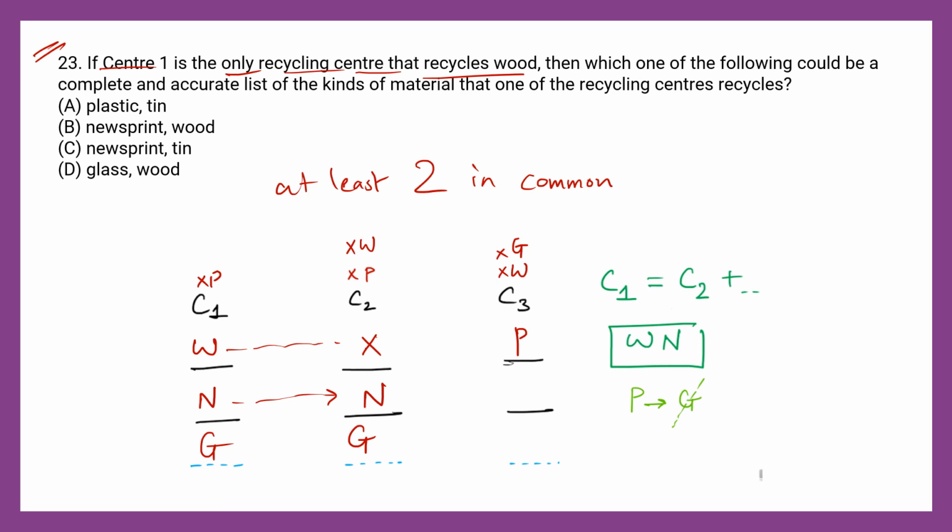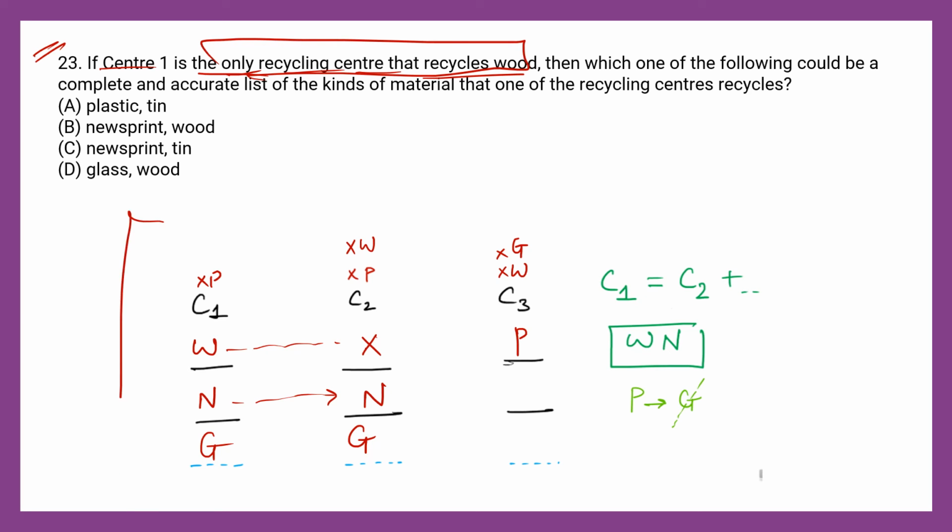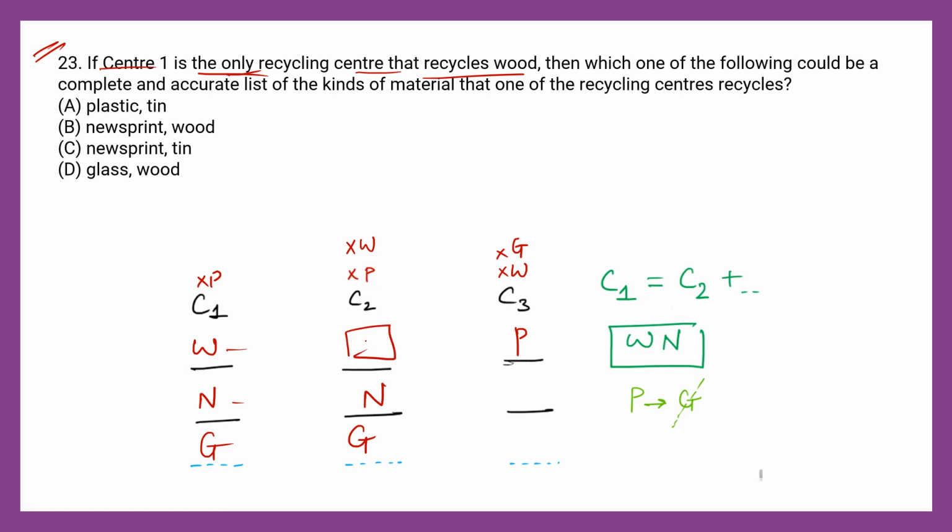Now what's the question saying? This is what I hope you can understand, that by simply seeing one simple thing, like if center 1 is the only center that recycles wood, you can actually get all of these details, okay? That's an important point for you to remember, that one detail gives you many more details, right? So here you know that this block is vacant, okay? There's nothing in here, it's empty, and that for center 1 you have W, N, and G, okay?